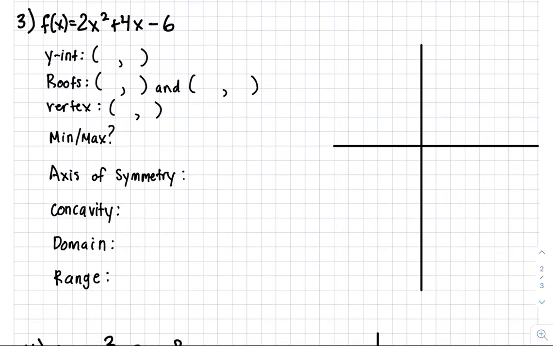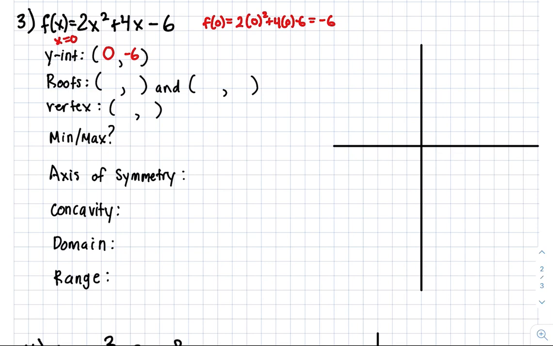Number 3. So remember y-intercepts, you guys, is when x is equal to 0. So let's substitute 0 in. So we're going to get 2 times 0 squared, plus 4 times 0 minus 6. And that's going to just equal negative 6, you guys. So your x value is 0, right? And your y value that we just found was negative 6.